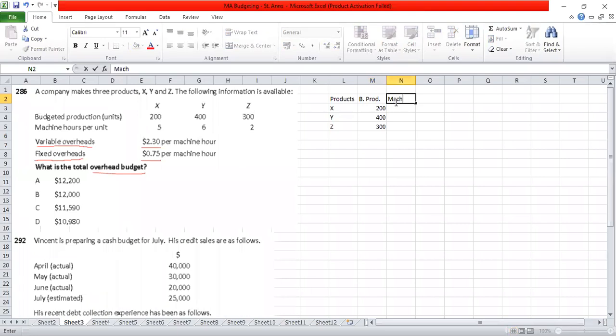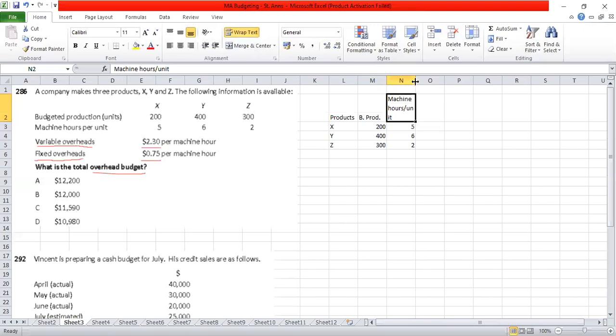So let's write machine hours per unit: 5, 6, and 2. So how many total number of hours are required is what has to be calculated. So let's work it out, that one.